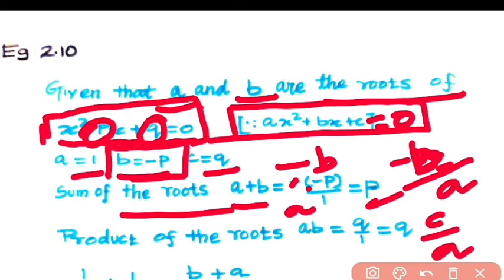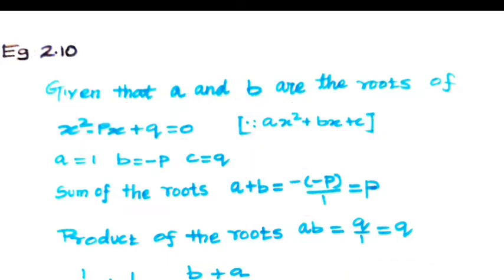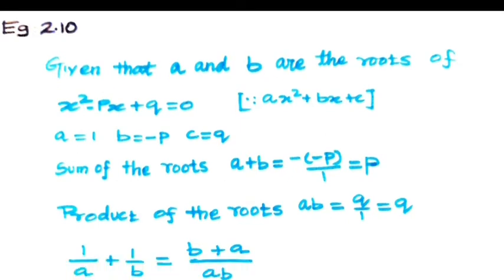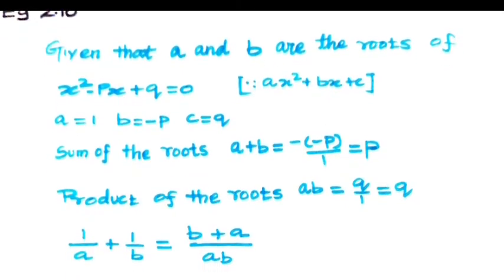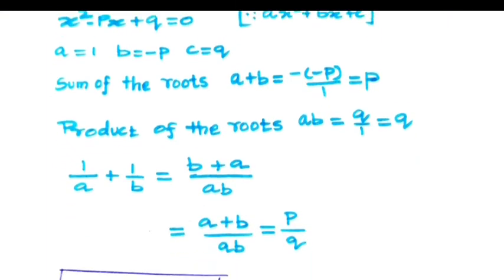Next, the product of the roots. The product of the roots is c by a. The c value is q and the a value is 1. Then q by 1 is q. Okay, so we found the sum of the roots and the product of the roots.